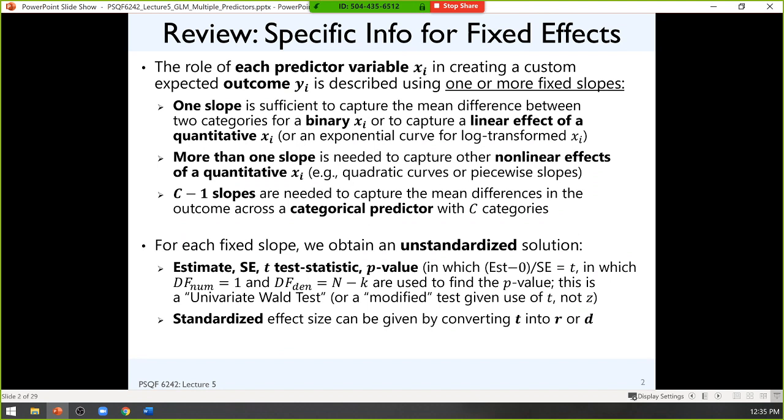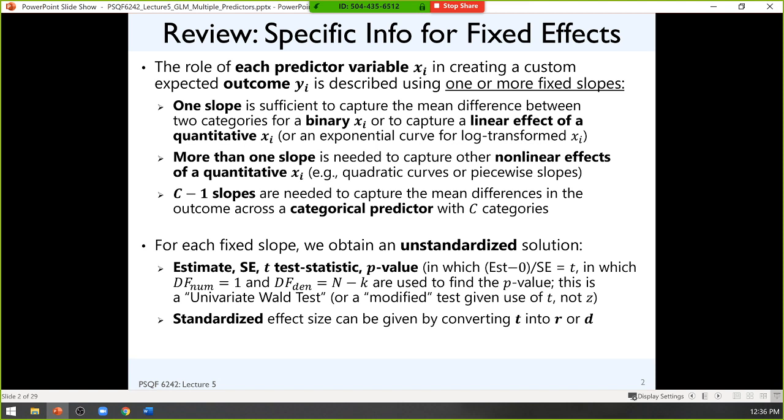So what we've talked about so far. The role of each predictor variable in creating a custom outcome can happen through one or more slopes. So the very first things that we did in terms of modeling, example 3, homework 3, had a predictor variable whose relationship with an outcome is captured by just one slope. So for instance, if all you have is a linear effect of a quantitative predictor, like having the number of pleases predict the number of fits, for instance, in homework 3, you have one slope, and that's sufficient.